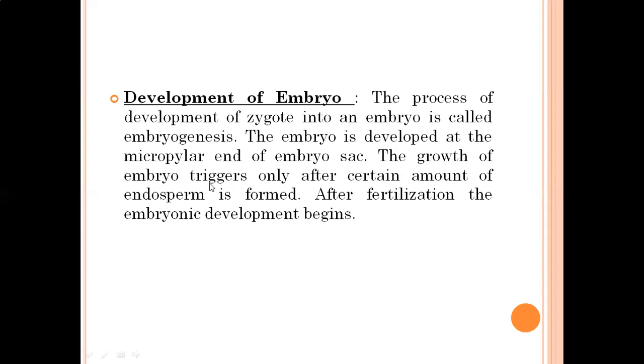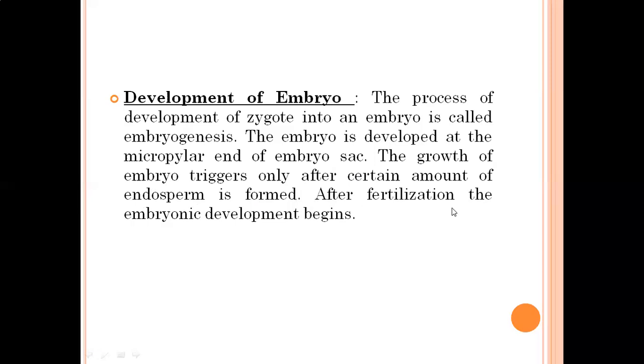The growth of the embryo triggers only after a certain amount of endosperm is formed. It means when an appropriate size of endosperm formation takes place, after that embryo formation generates, embryogenesis starts. Because endosperm is nothing but a nutritive tissue which provides nourishment to the developing embryo. So the growth of the embryo triggers only after a certain amount of endosperm is formed.